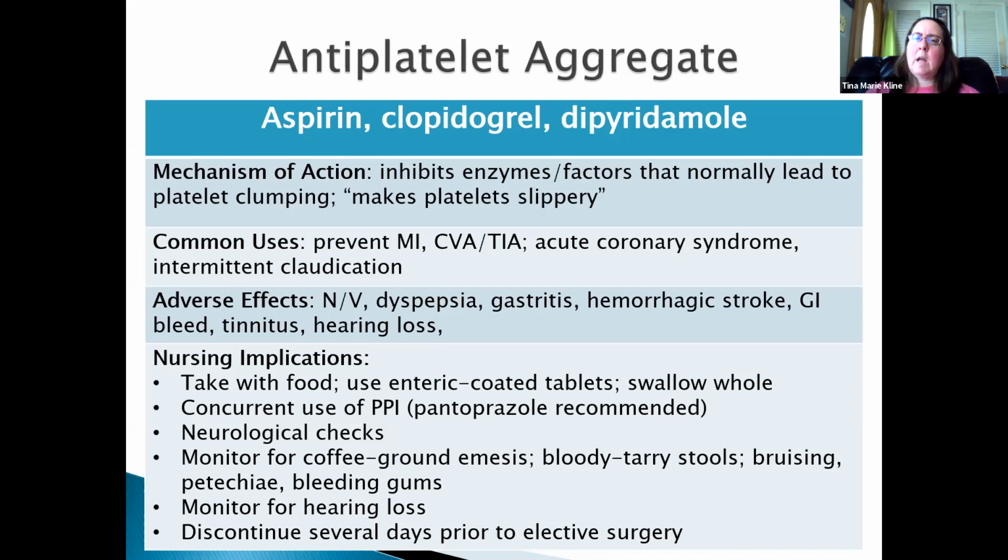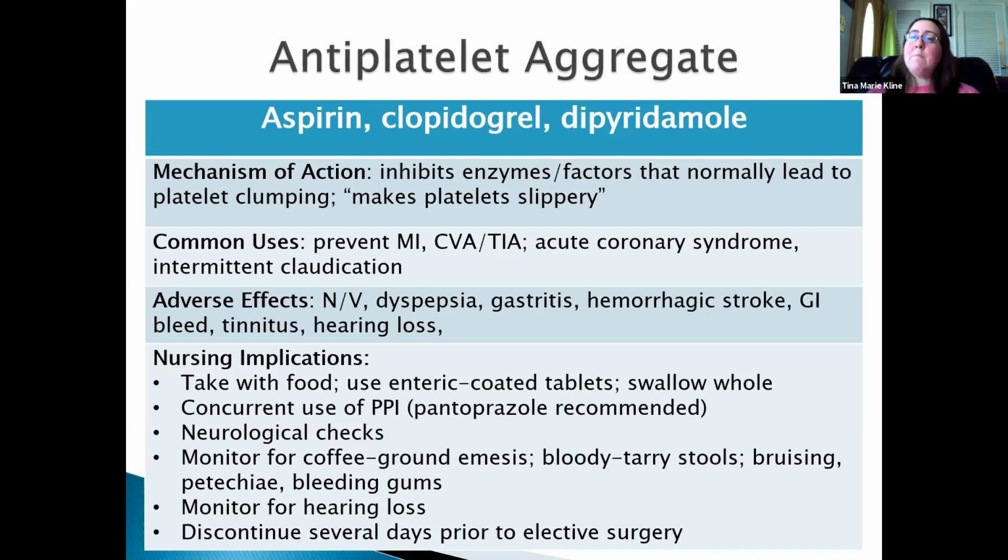Are we using it as an antipyretic for the aspirin? Or are we using it for the antiplatelet aggregate factors? Okay, so that's what we're doing here. So other examples of this would be your clopidogrel. This is your Plavix, a pretty commonly known medication, okay? And the other one up there, the brand name for that is going to be your Agrinox.